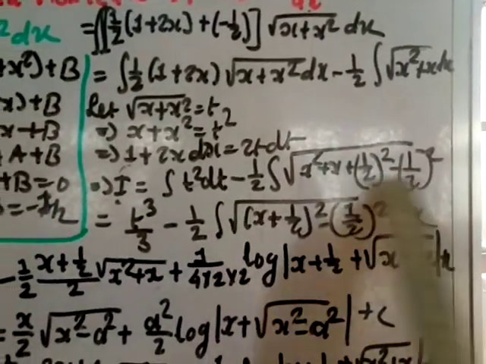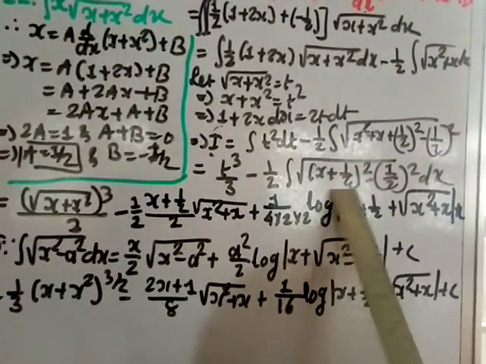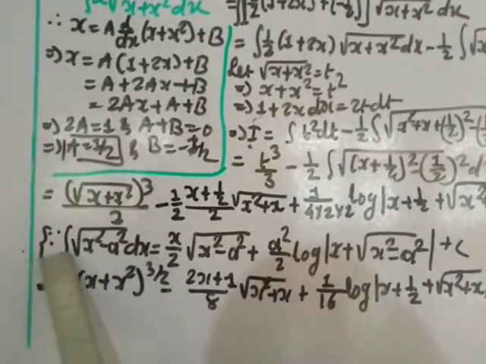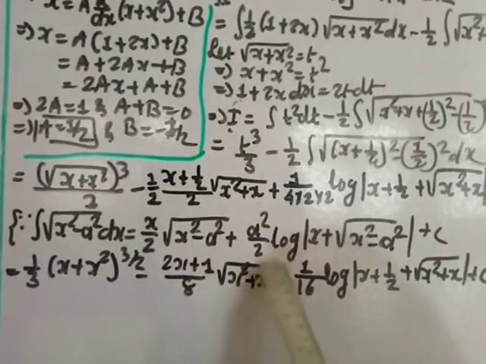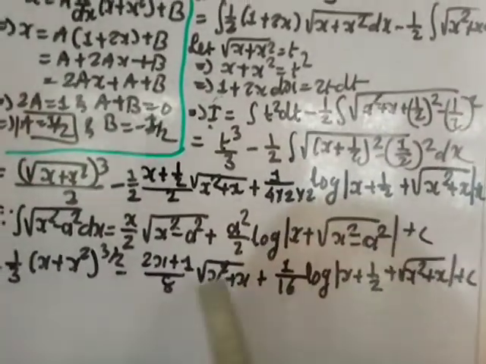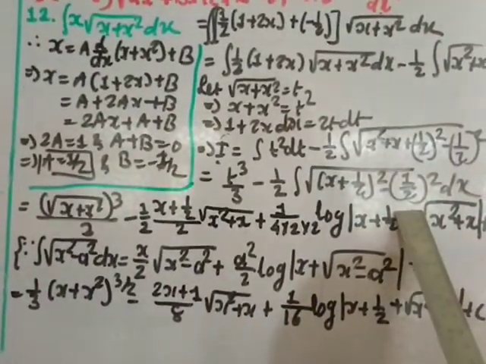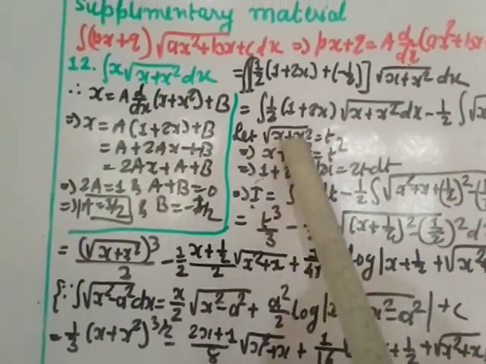Now we have to remember the identities. This I have to use the identity: the integral of square root of x square minus a square dx gives x by 2 square root of x square minus a square, plus a square by 2 log modulus of x plus square root of x square minus a square, plus c. Here, instead of x you have x plus 1 by 2, and instead of a you have 1 by 2. And here in t cube, the t value I am putting back; t you have taken as square root of x plus x square.